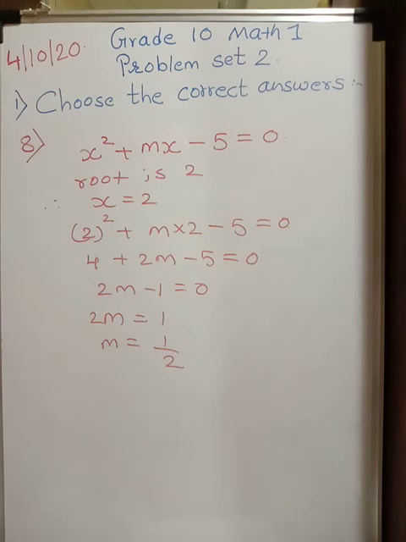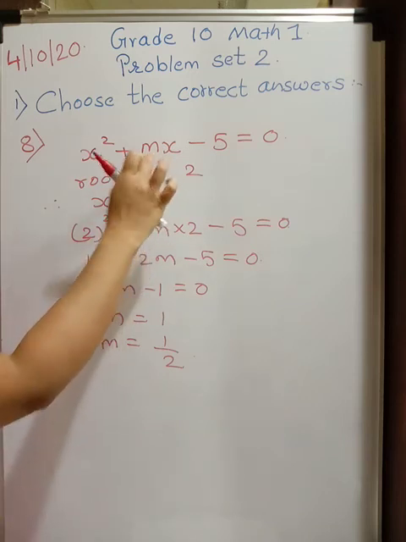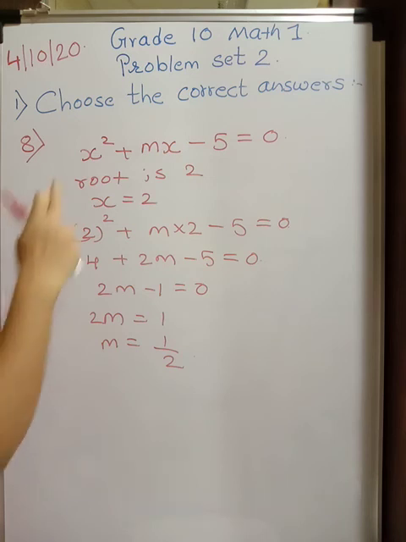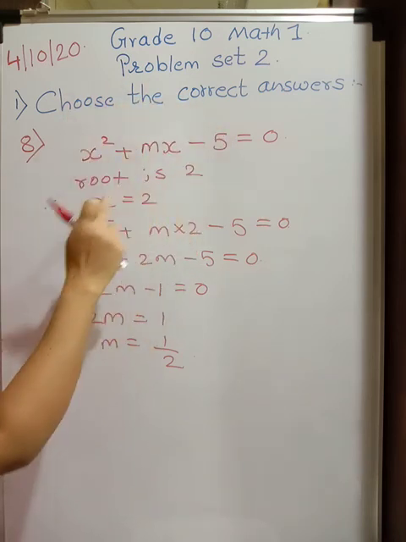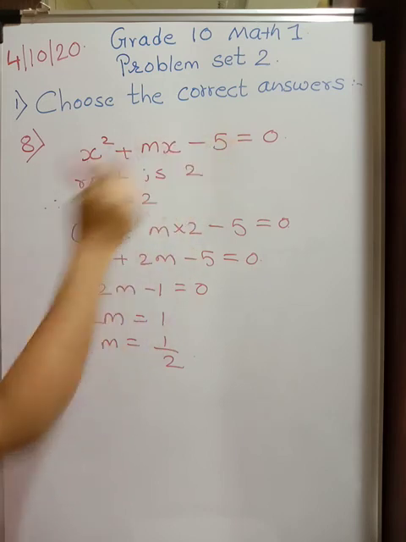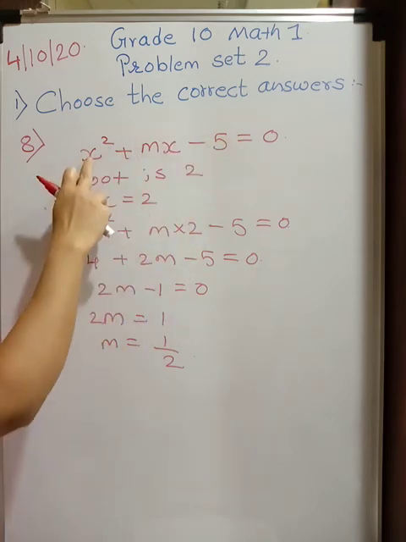Now look at 8th question. One of the roots of equation x square plus mx minus 5 is equal to 0 is 2. So find the value of m. If root is 2, that means it satisfies this condition. Value of x is given as 2. So you have to put x is equal to 2 and then find out the value of m. Wherever there is x, I am putting 2.